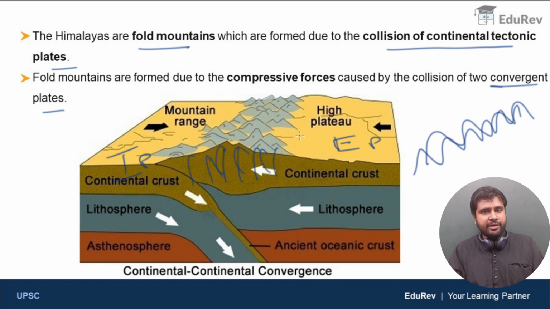So the Indian plate and the Eurasian plate both are continental tectonic plates. When they collided, the crust at the boundary of the two plates got deformed. It got uplifted because it has nowhere else to go. The crust got uplifted, it got compressed, so a series of folds formed. The crust folded. Those folds are nothing but the Himalayan mountains, which are fold mountains, as simple as that.